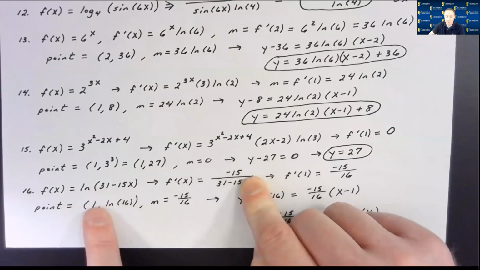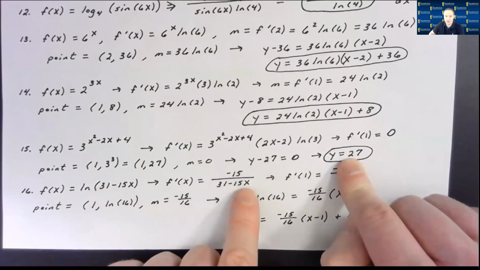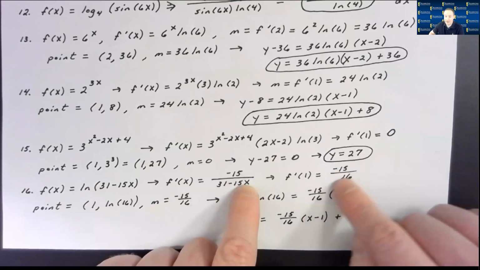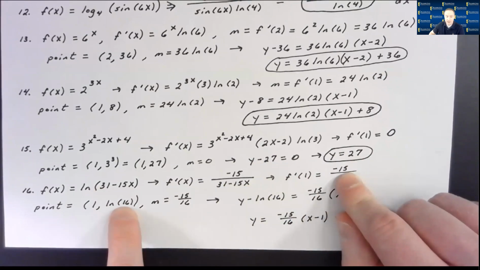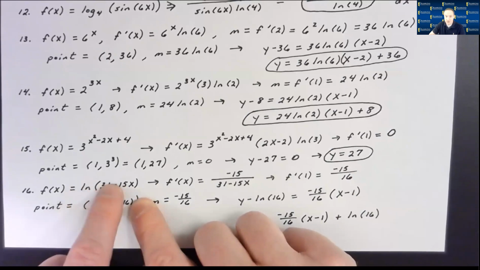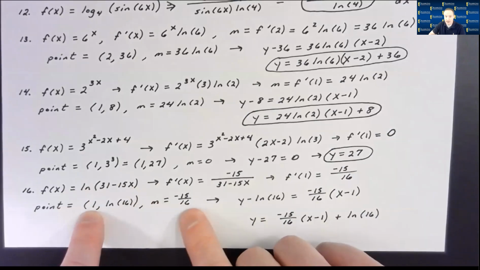I need to evaluate it at 1 to find the slope. Well, my slope is going to be negative 15 over 31 minus 15. That's negative 15 over 16. Now, this is the slope when x is 1. I need to know the y value when x is 1. So I just plugged a 1 into the original. 31 minus 15 is 16. That gives me the natural log of 16. So I have my ordered pair, 1 and the y value, the natural log of 16. I have my slope, negative 15/16.